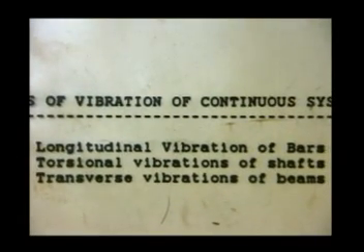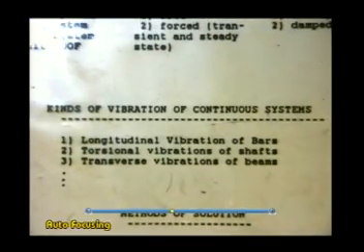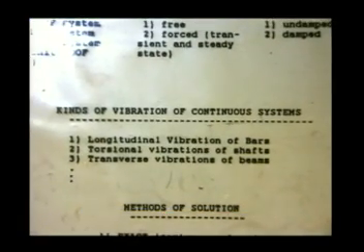Then kinds of vibration. Now when we talk about vibrations, infinite degree of freedom systems, there could be longitudinal vibrations of beams. That is the first type of vibrations ever considered in the world. That was done first by Lagrange. Torsional vibrations of shafts. Transverse vibrations of beams.